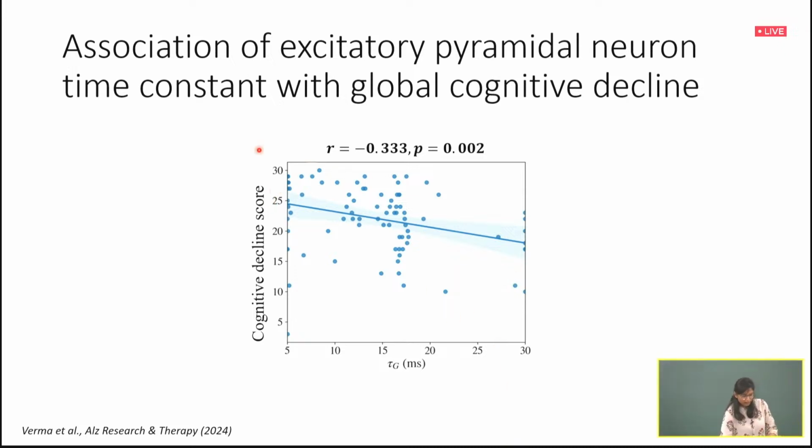For healthy people, they'll all hover around 20 to 30, 25 to 30. I see. For Alzheimer's disease, they are more varied. Okay. Thank you.